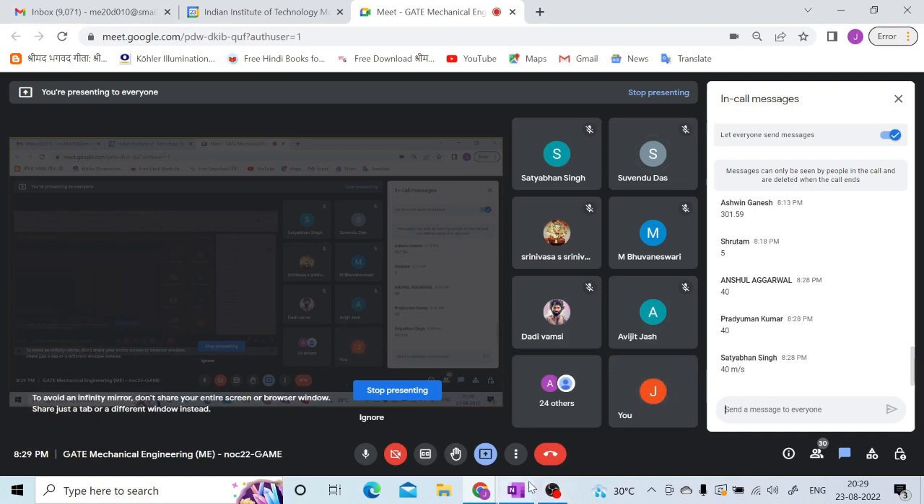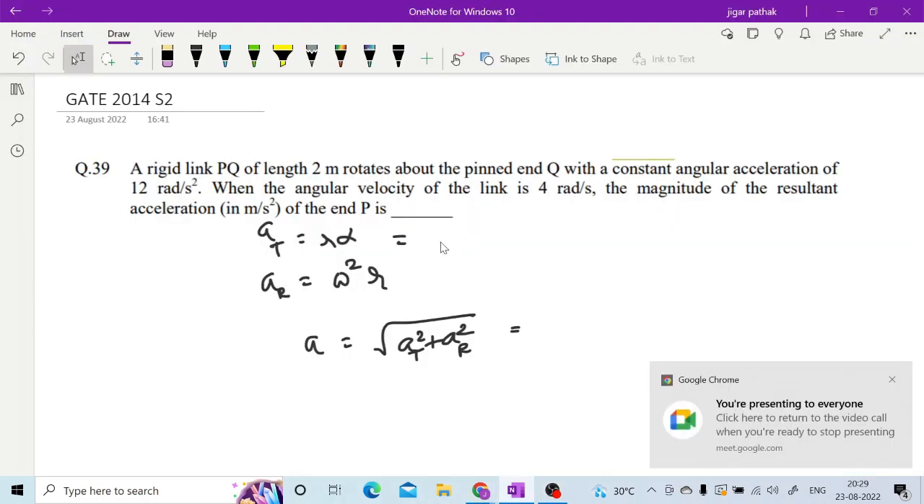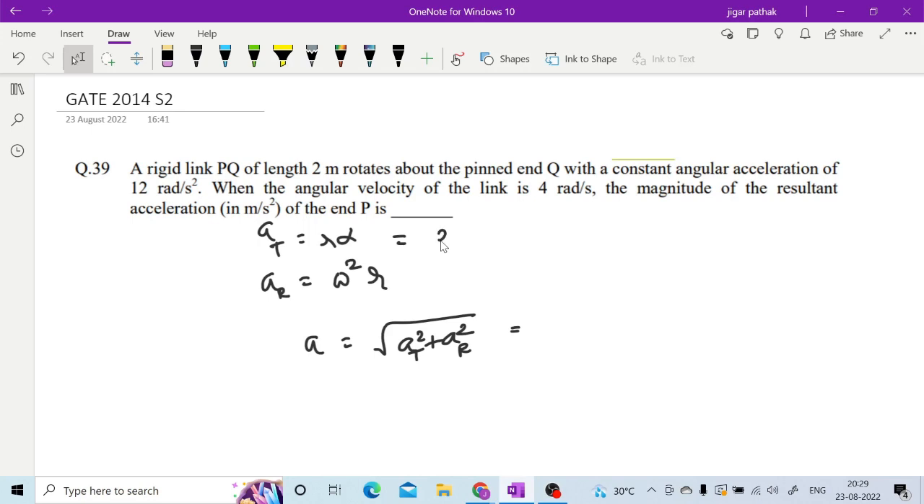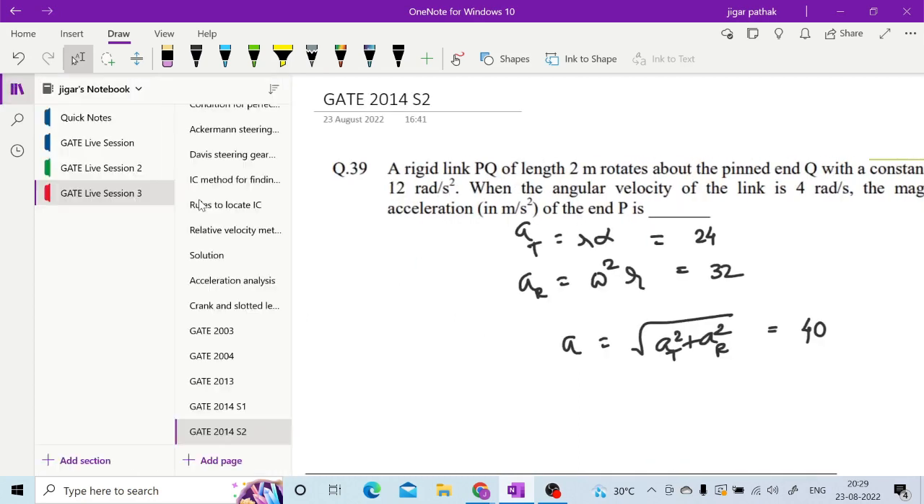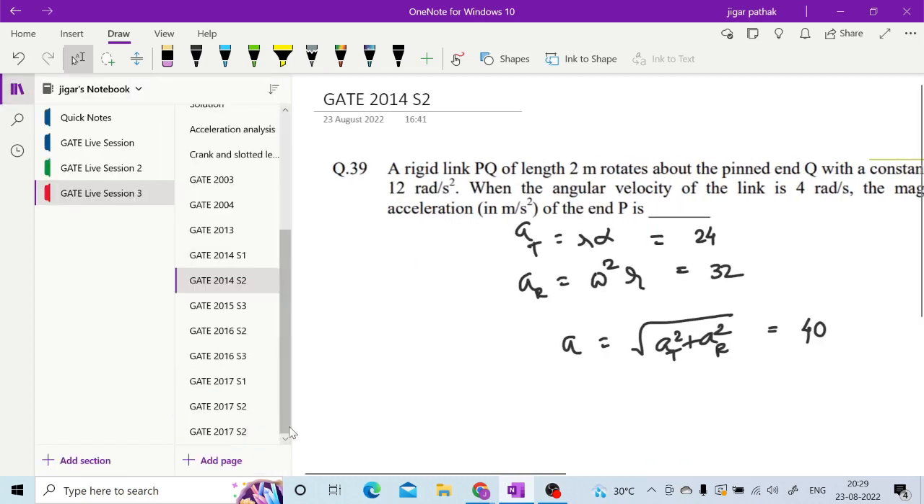Here you are having AT equals R alpha. R is given as 2 and alpha is given as 12, so you will have 24. Then omega square, omega is given as 4, so 16 into 2 will be 32. When you square and add these two up, you will find 40. Many of you have written it correctly. Now let us go to the next one.